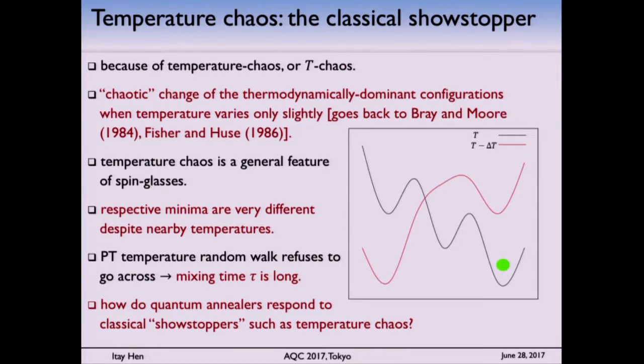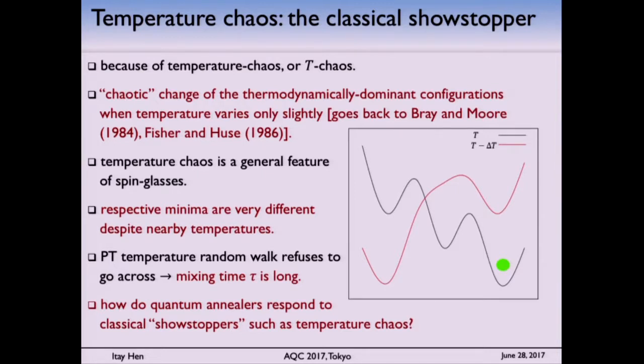And so the acceptance rates for these configurations are small, or I guess they go back and forth, and they don't really go across. This just means that the mixing time, the time that it takes the replica to visit all the temperatures, is very long. The question that we asked ourselves is: is this a purely thermal classical showstopper, something that really hampers the performance of thermal annealers?